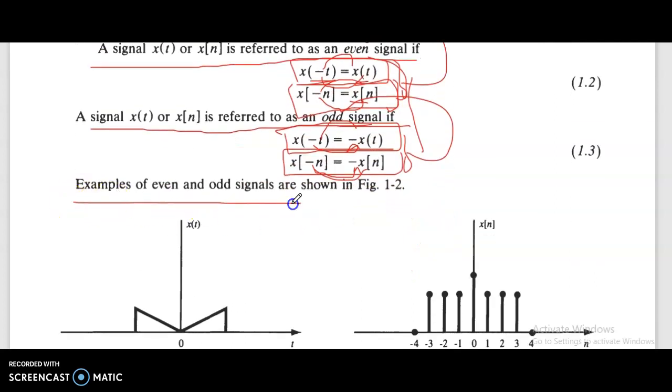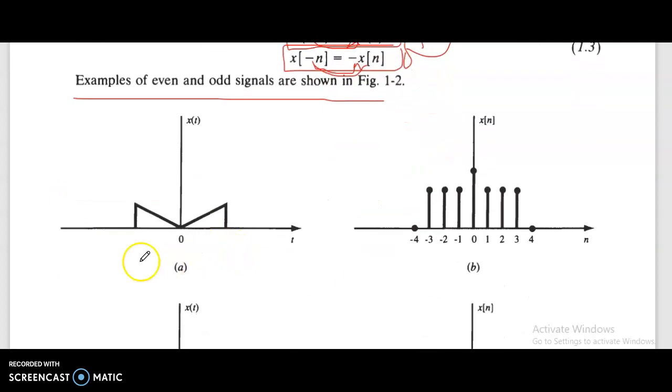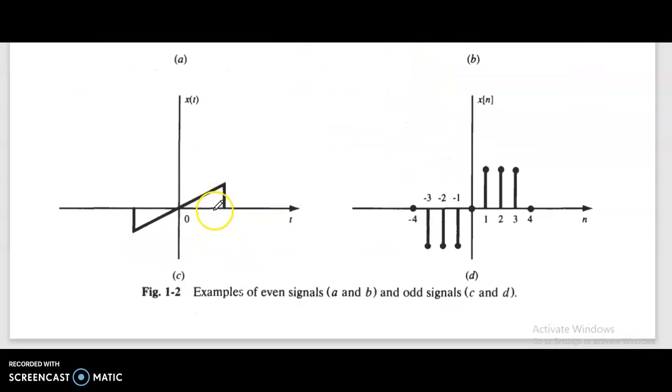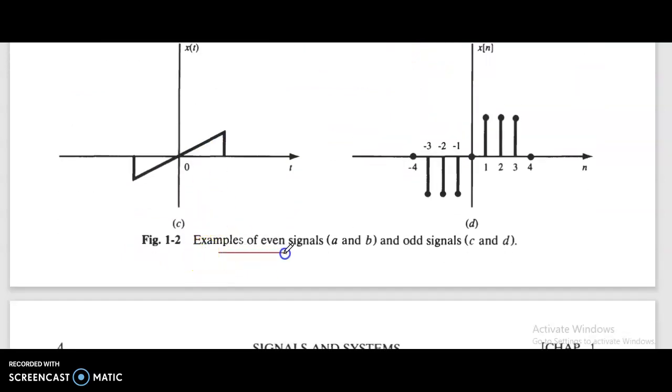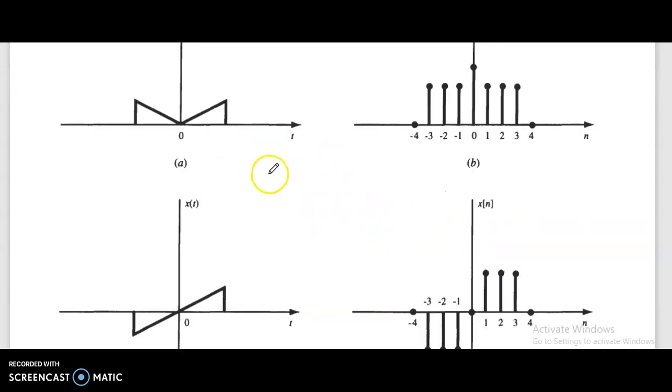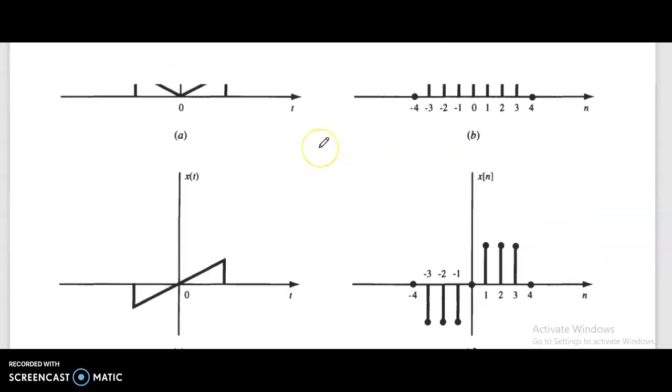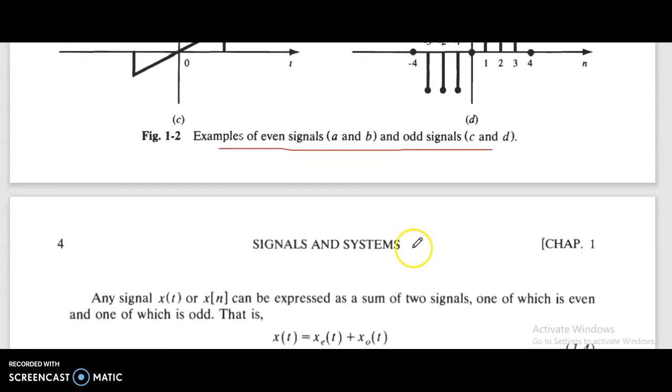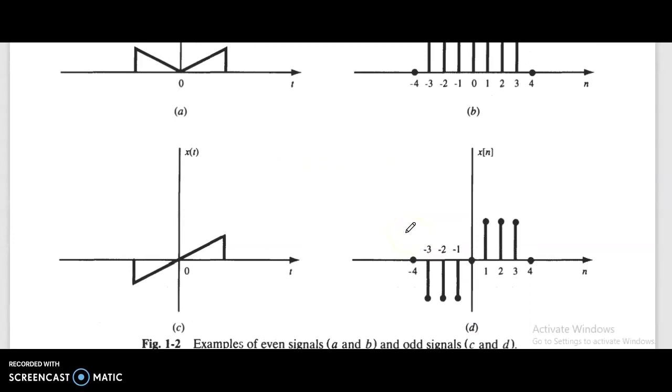Examples of even and odd signals are shown here. Examples of even signals are A and B, and odd signals are C and D. C and D are odd signals. A and B are even signals. This is A, this is B, both even signals.